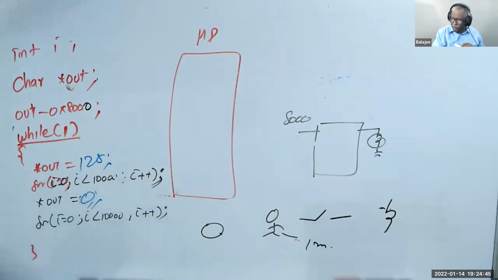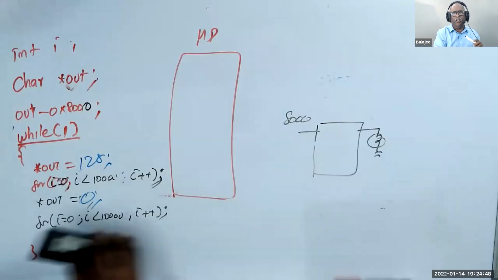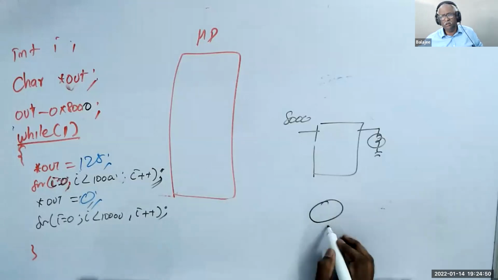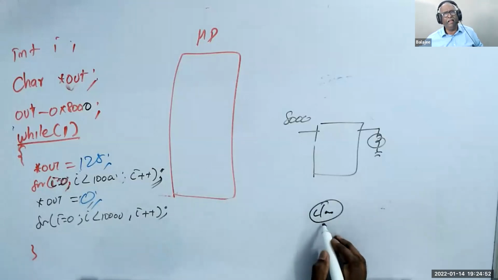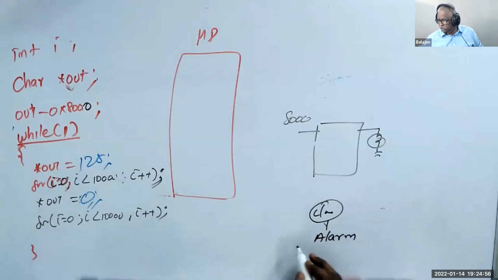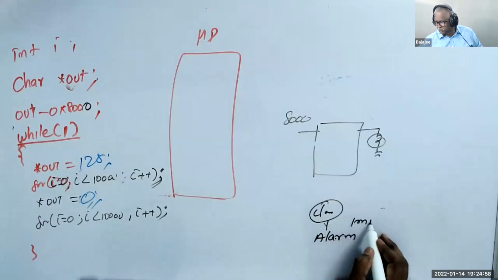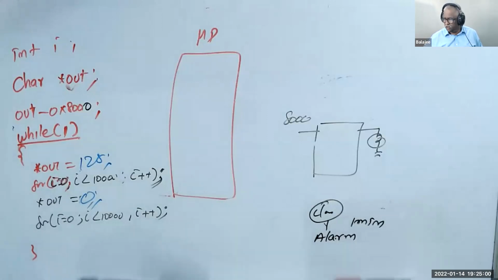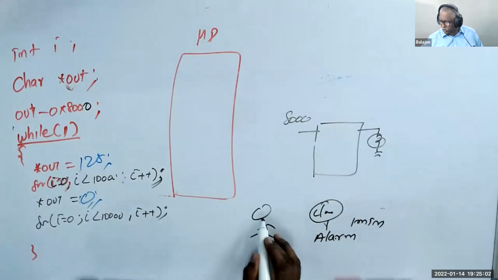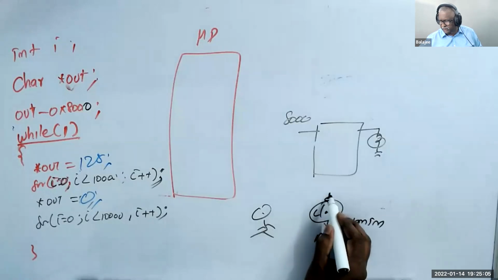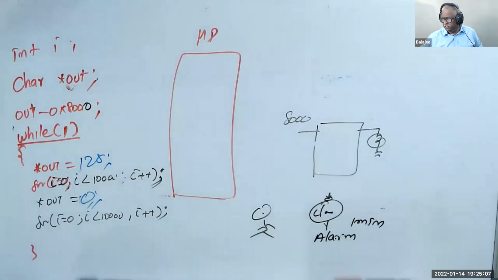Then came a nice method. What happened? Your clock had a thing called an alarm. You set the alarm for 1 minute. What you do here is you push the button. The moment you push the button, this guy starts counting for 1 minute. The moment 1 minute is over, this guy will give you the alarm.